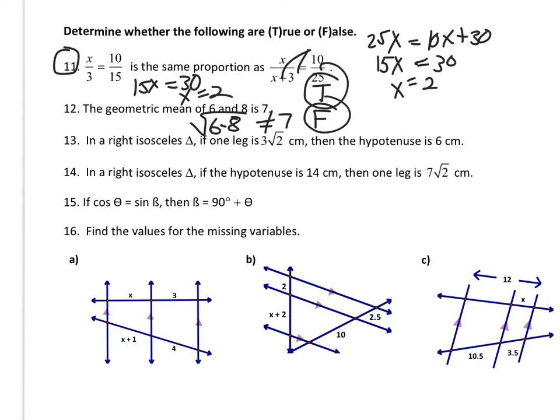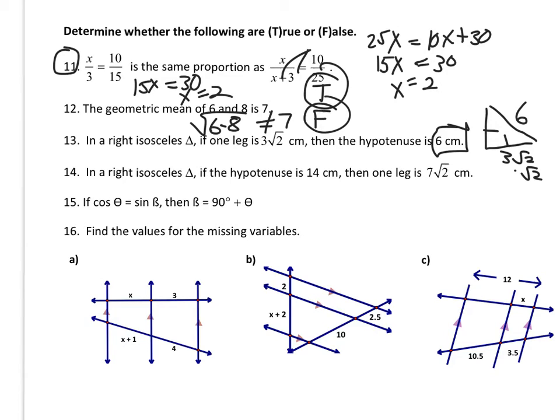Number 13, in a right isosceles triangle, if one leg is 3 radical 2, then the hypotenuse is 6. To figure this out, let's draw out that right isosceles triangle. One of the legs is 3 radical 2. So to go from short to long, we have to multiply by radical 2. And you'd have 3 radical 2 times radical 2. So that becomes 3 times 2, which is 6.